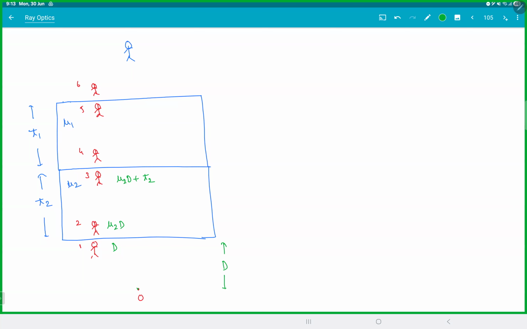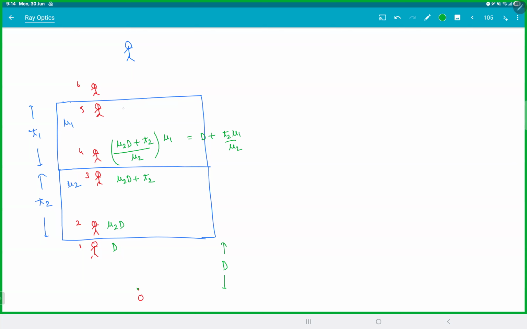So he will think the object is in mu2. So the formula becomes mu2 d plus T2 by mu of the object, which is mu2, into mu of the observer, which is mu1. This will be D plus T2 mu1 by mu2. Lengthy, but this is how you do each step.